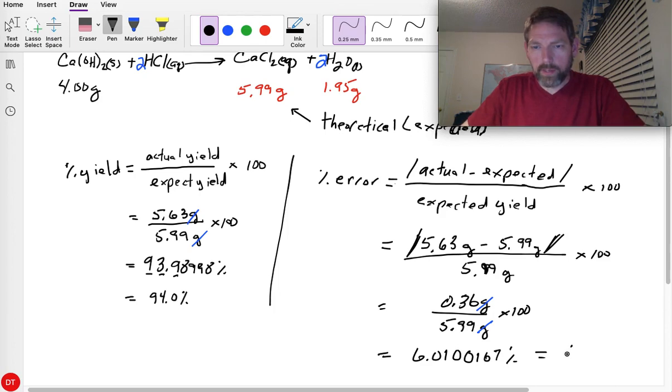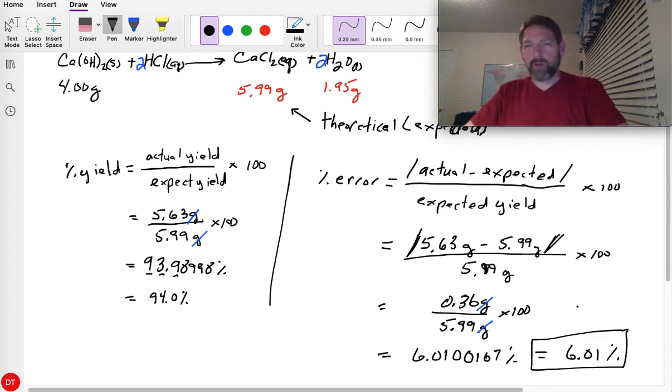So that really gives us 6.01%. Okay, so let's think about this number in reference to this number. If you made 94% of what you're supposed to, then it makes sense that you have 6% error, because 6% of what should be here is not here, it's over here in your error. Now let's go back to our original number here.